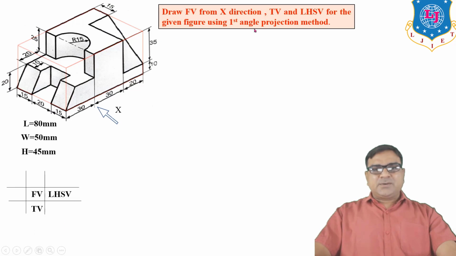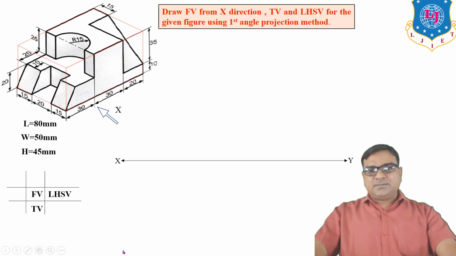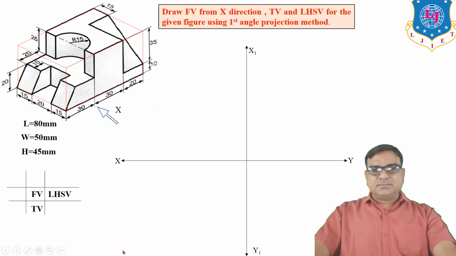Now because we are using first angle projection method, we need the positions of the front view, top view and left hand side view. Then start your drawing of 2D projections. First you have to draw an XY line, then X1Y1 from any point which is perpendicular to XY.